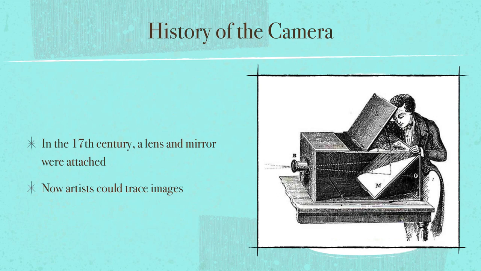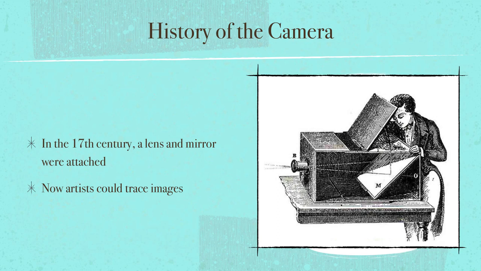Later in the 17th century, a lens and a mirror were attached, but it's still the same idea. So in this image, where it says B, that's the lens, and that's pointing at whatever the artist wants to draw. And then M is where the mirror is, and so the image goes through B, and you can see the dotted line, and it bounces off M, and the mirror flips it, and so when it shines up through the glass panel, the artist can put a piece of paper or some sort of parchment on top of that and trace whatever the camera is looking at.